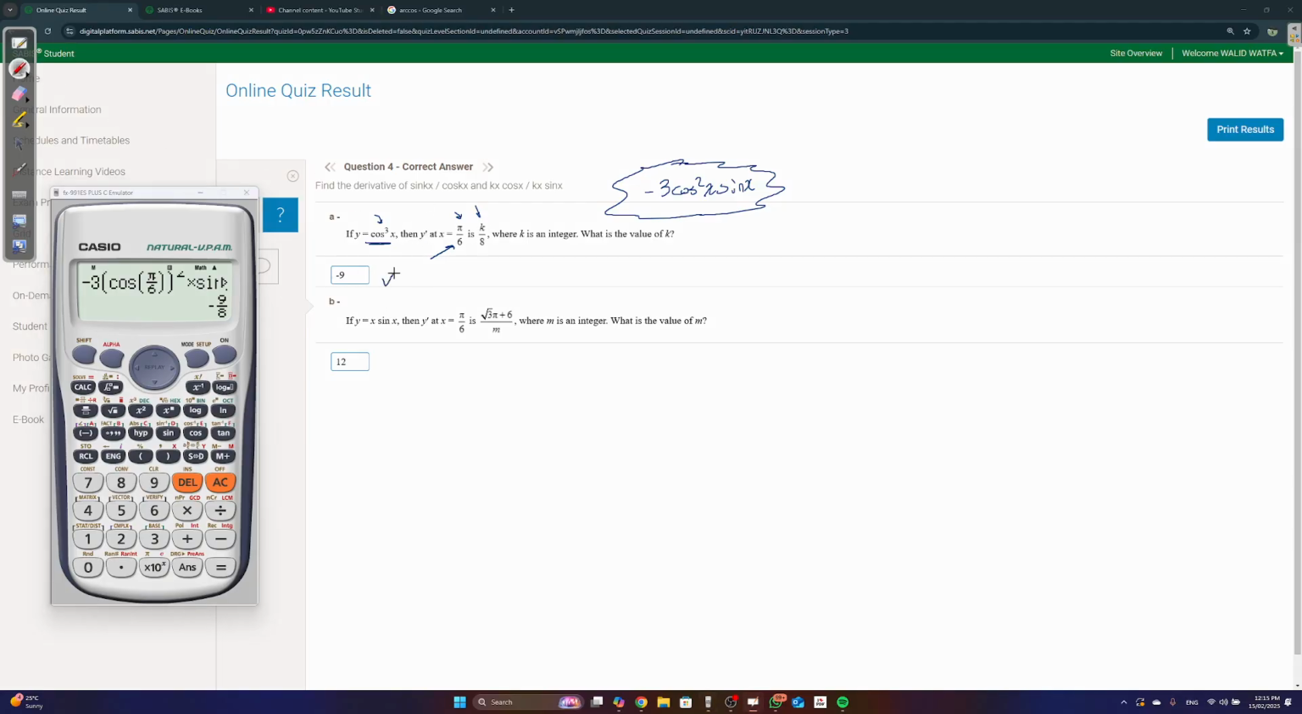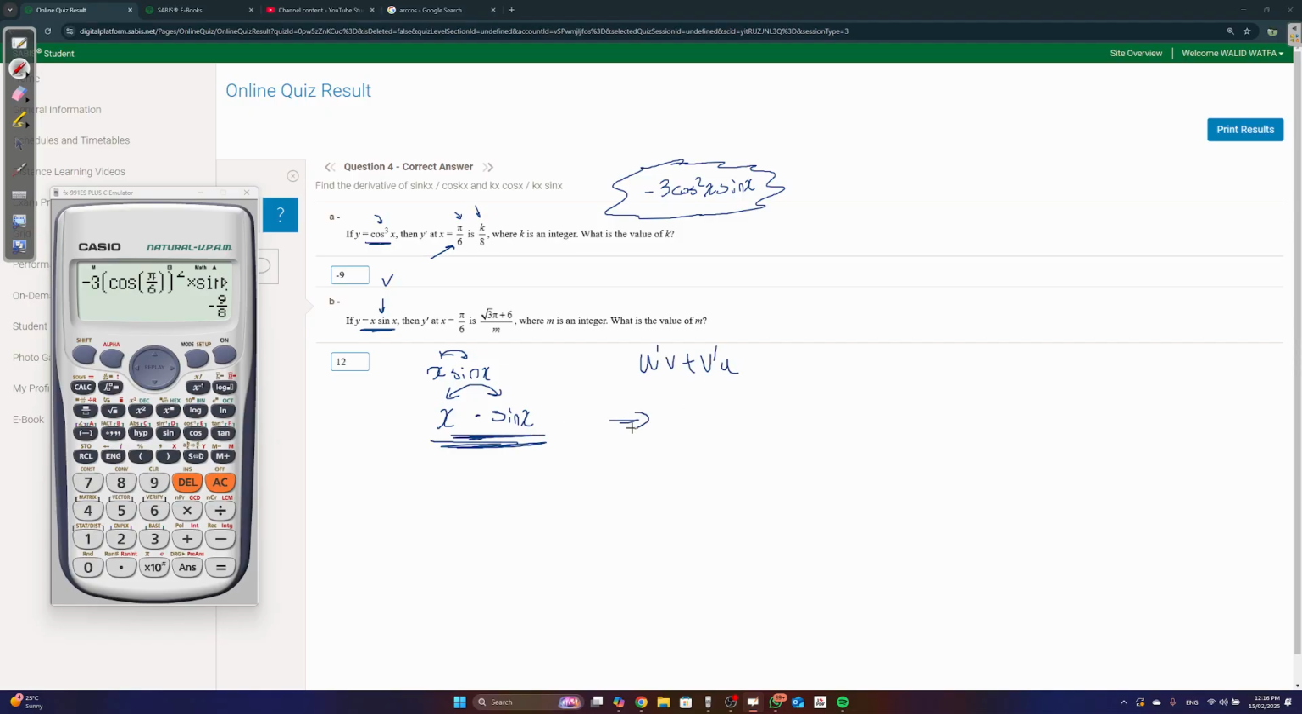Very easy. Okay, if y is equal to x sine x, then y prime at x equals pi over 6 is something. Okay, see, this is interesting. Let's take a look here. x sine x. What's this? You want to derive this. Is it one full thing? It's actually two different equations. You're multiplying x times sine x. So what rule do you use when you're multiplying two things and you want to derive? You use product rule. So you use u prime v plus v prime u.